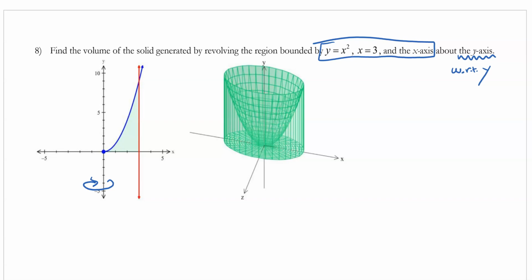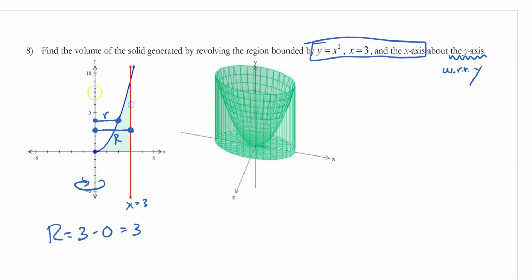Okay, so now we have to look at this kind of left to right. So if I start on my axis, I go to the outer function that creates my boundary. That's big R. Start on my axis, go to the inner function that creates my boundary. That's little r. And we can think just right minus left. Well, the right function here is x equals 3, and the left function is 0. So big R is 3 minus 0, which is just 3. You'll notice that this distance from here to here is always 3.